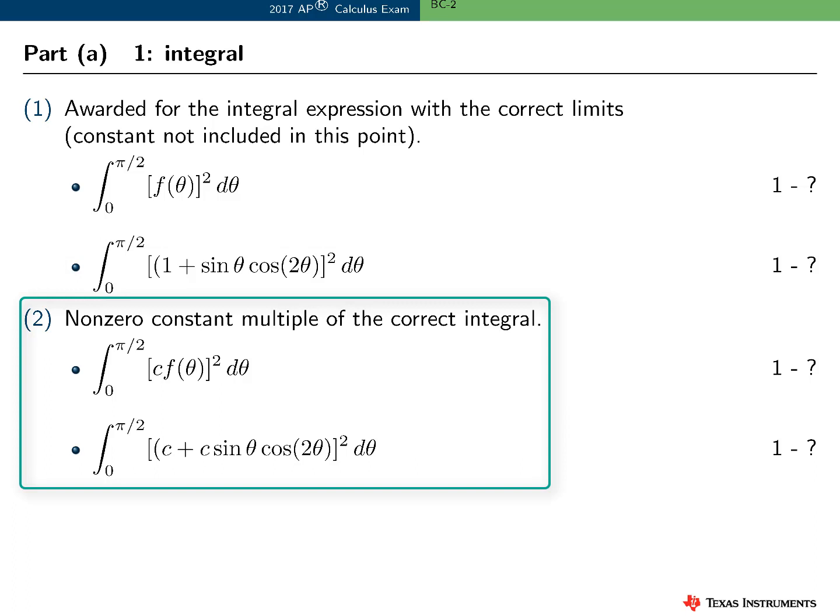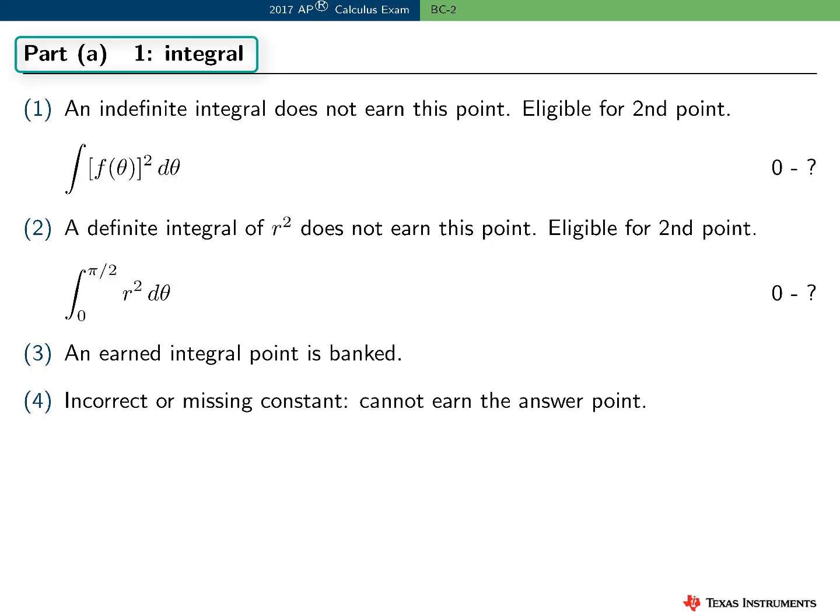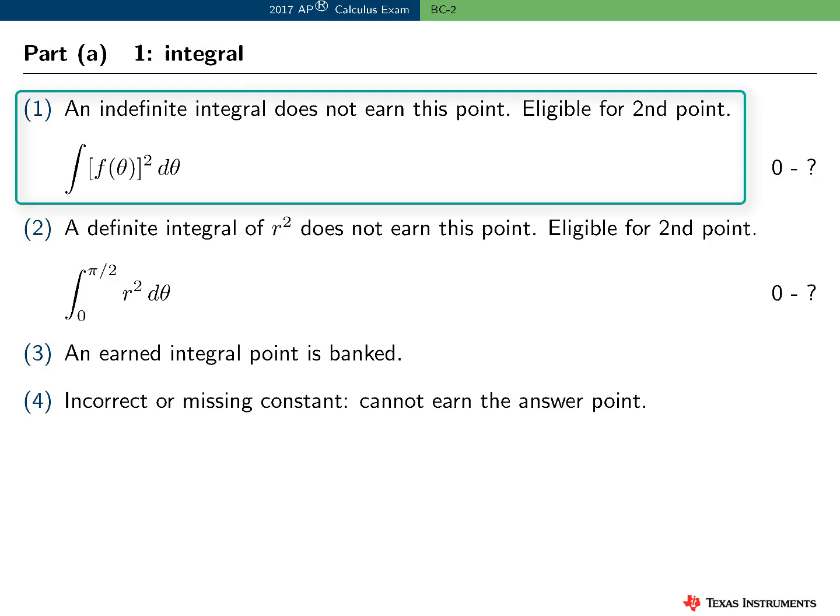And here are some examples in which a non-zero constant multiple of the correct integral is included. Each receives the first point. Here are some specific interpretations regarding the first point in Part A. An indefinite integral alone does not earn the first point. However, the student is eligible for the second point if the constant 1/2 and the correct answer appear.